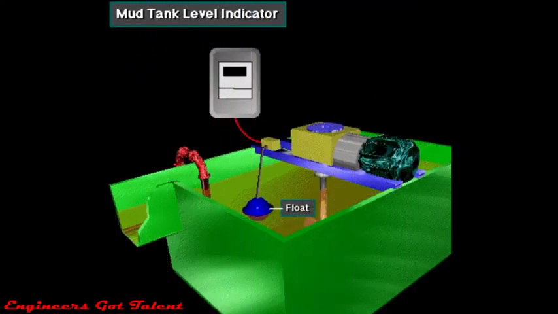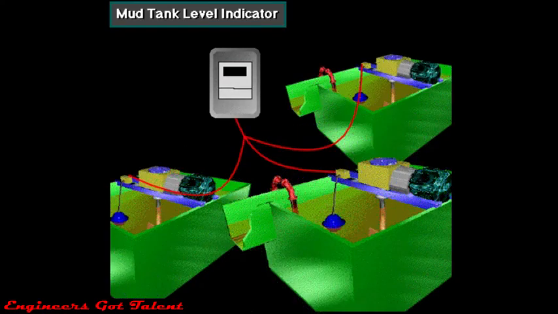This mud tank has a special float in it. It goes up or down as the mud level in the tank rises or falls. Usually several mud tanks have floats in them. The floats send a signal to a digital totalizing panel mounted on the driller's console.